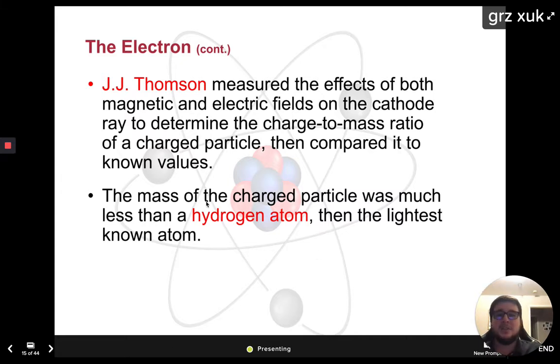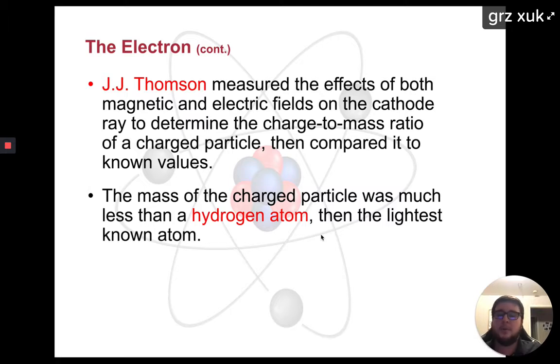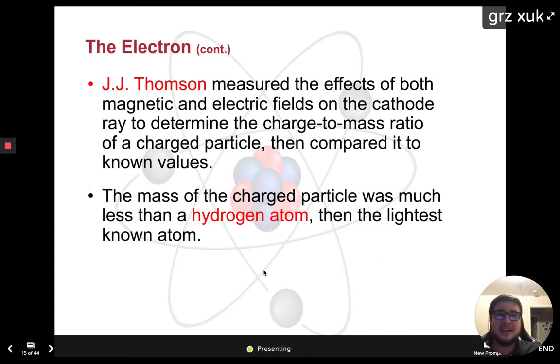So he noticed that the mass of the charged particle was much, much lighter than a hydrogen atom, which at the time was the lightest known atom. And it still is. There's not an atom on the periodic table lighter than hydrogen. Okay, but actually the electron is much less than hydrogen.